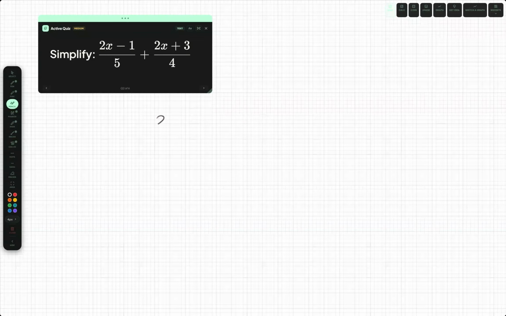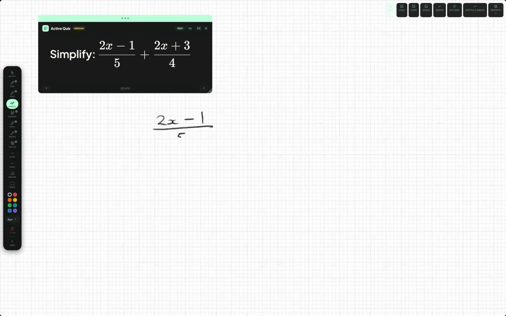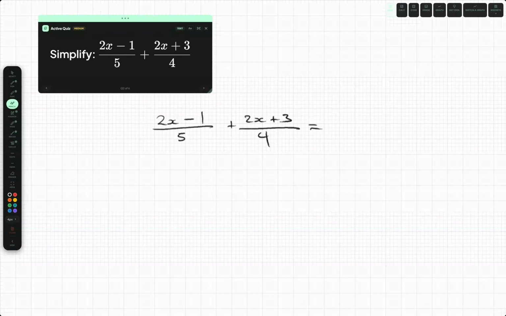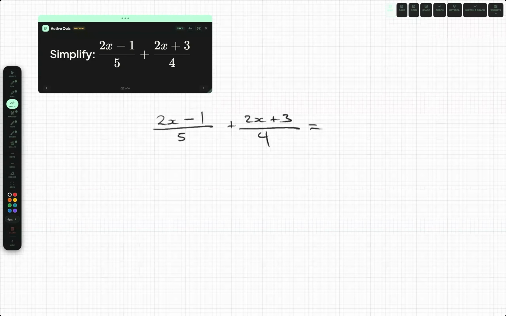Question 2. (2x - 1)/5 + (2x + 3)/4. Now, what's the common multiple here? The lowest common multiple is going to be 20, and you can list them out if you want. I did this before. You can always write out all the multiples.